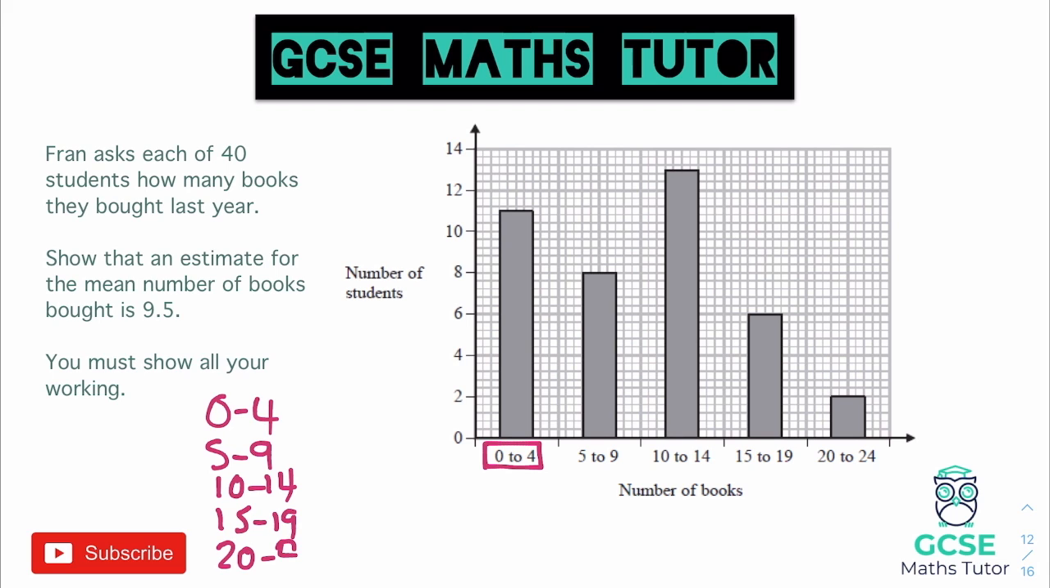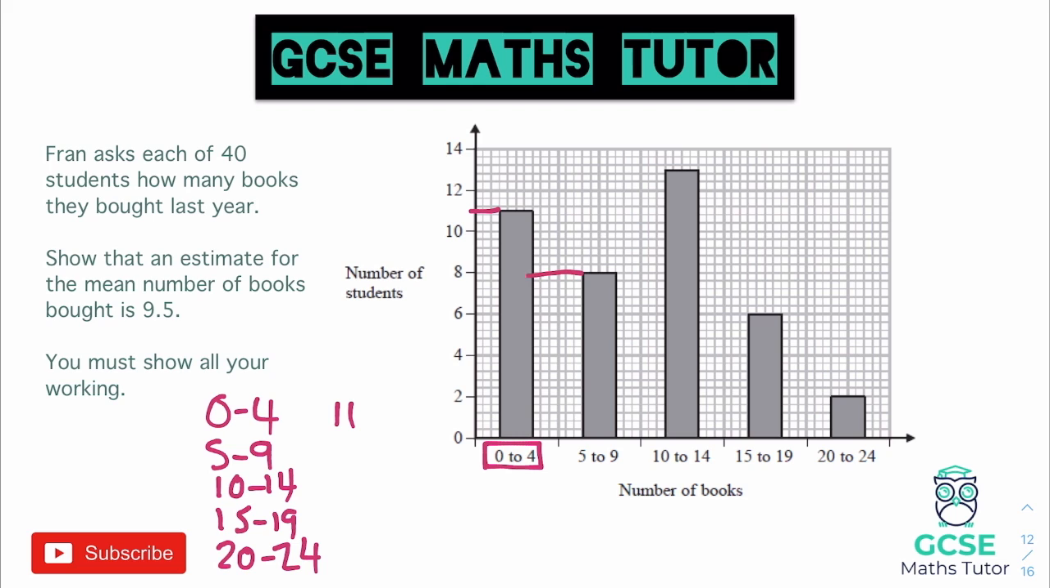And normally when we are doing mean from a table, when we've got grouped data, we do the midpoint times by how many there are. So for each one of these bars, we want to figure out how many there are. For the first bar, we're between 10 and 12, so that's 11. There we go, so we've got 11 people that bought between 0 and 4 books.